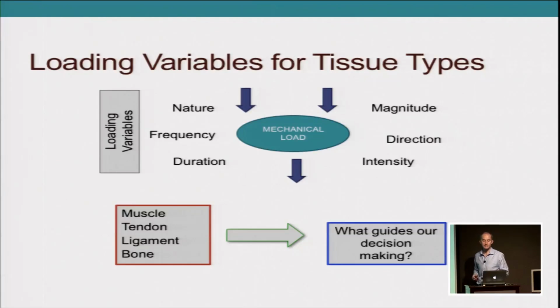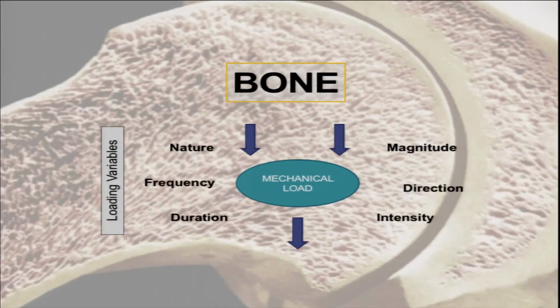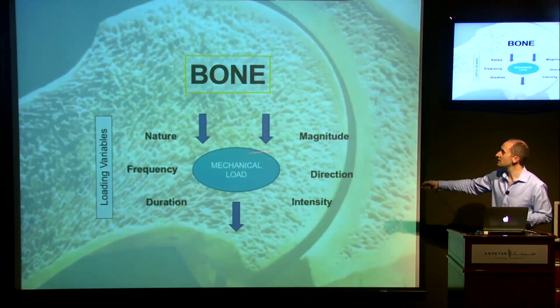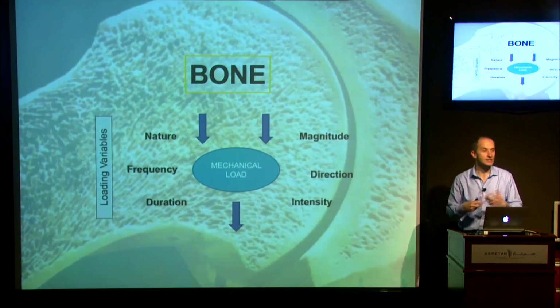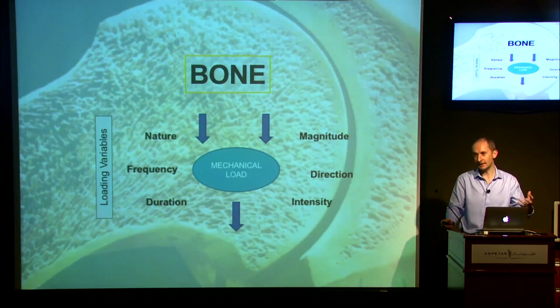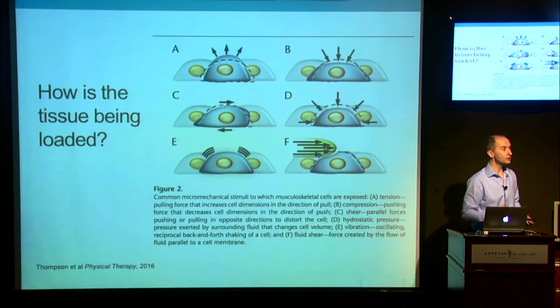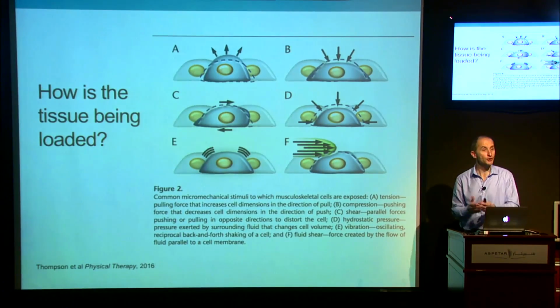then for tendon. So if we think of bone, do we have any information that will enable us to make better decisions about the nature, magnitude, frequency, direction, duration, and intensity of load for the stimulus of bone healing or bone adaptation? Well, firstly, we've got to consider how is the tissue being loaded. So when we prescribe loading, what type of loading is it?